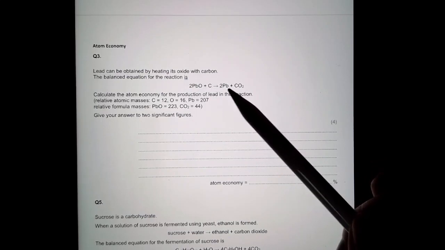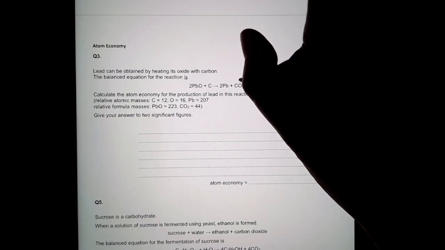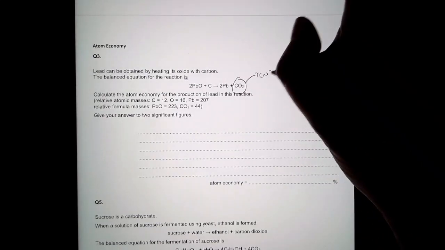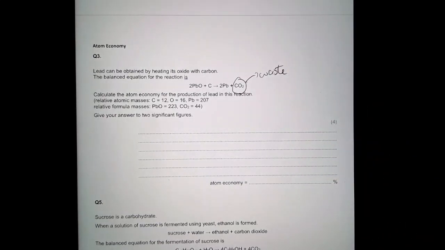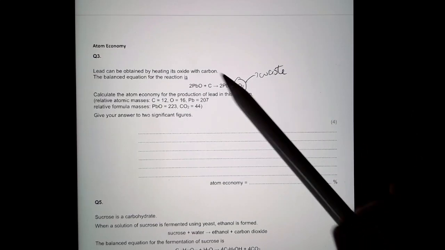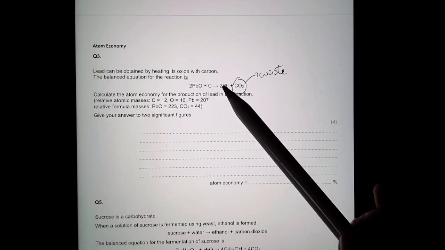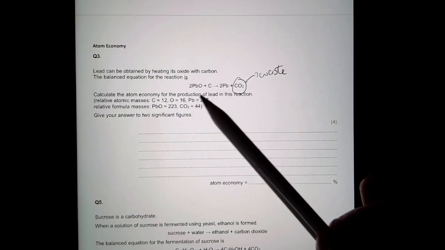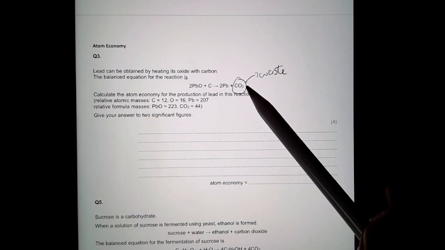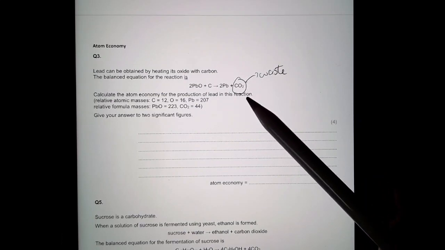But during this reaction, you make an unwanted product. You make CO2, and CO2 is essentially a waste. You're not trying to make it, it's just a waste. And when you're looking at atom economy, you're looking at how many atoms out of the ones that you started with end up in the product that you were trying to make, compared to how many of these atoms end up in the waste product, and are essentially just a complete waste.